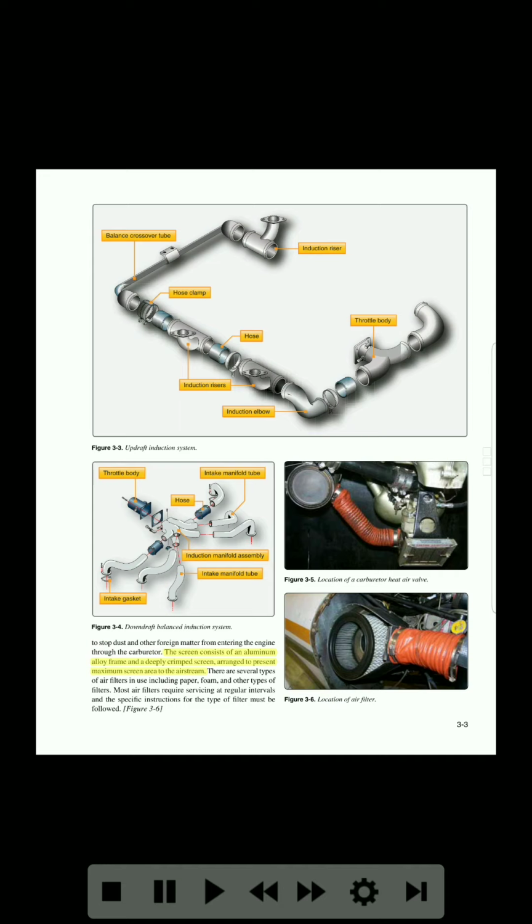The screen consists of an aluminum alloy frame and a deeply crimped screen, arranged to present maximum screen area to the airstream. There are several types of air filters in use including paper, foam, and other types of filters. Most air filters require servicing at regular intervals, and the specific instructions for the type of filter must be followed. Figure 3-6. Location of air filter.